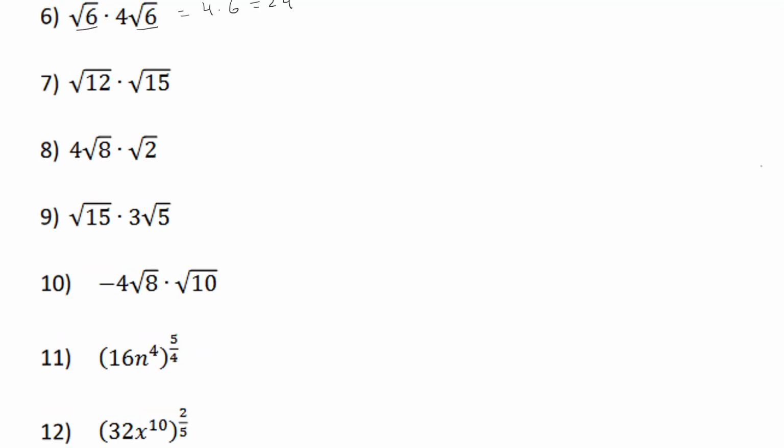For 7, we have two choices. We can either multiply them together, so like 12 times 15 is 180. And then from there we can split it up into 36 times 5. So square root of 36 is 6, and we're left with square root of 5. So that is if you know the factors. It's kind of hard to recognize that 180 is 36 times 5. So the other way to do this is to split it up.